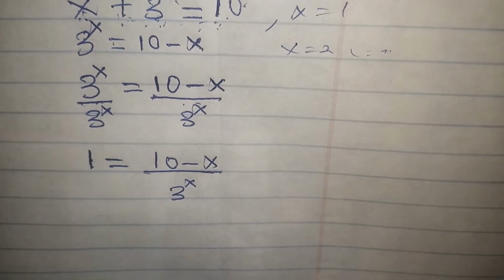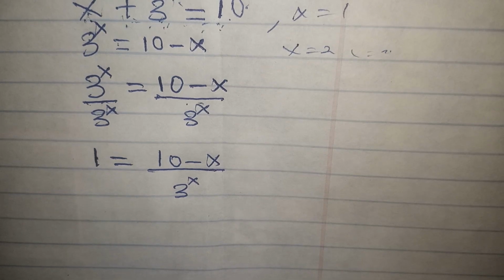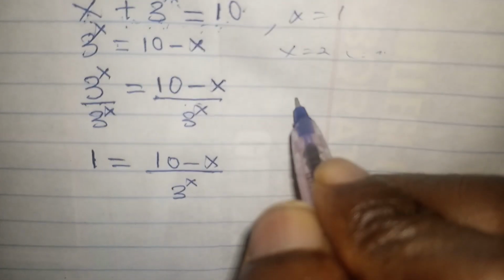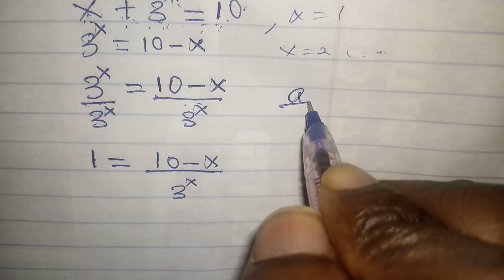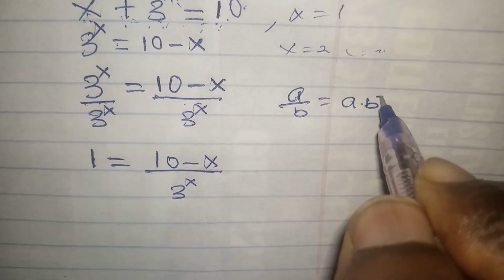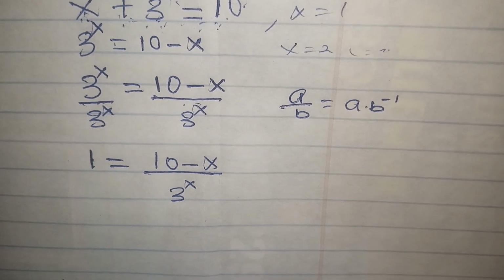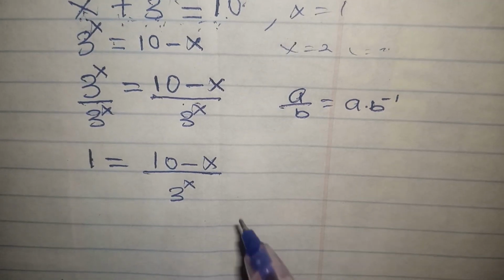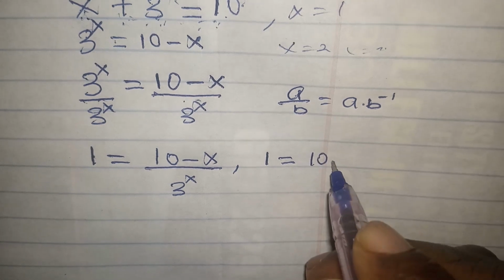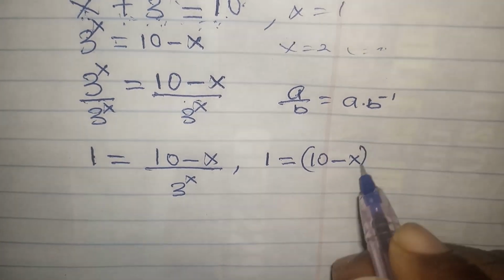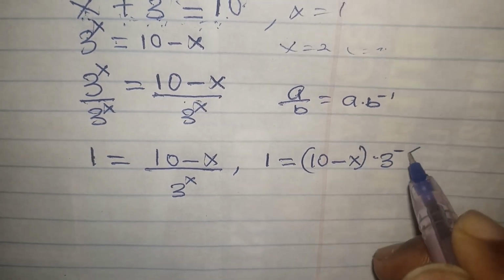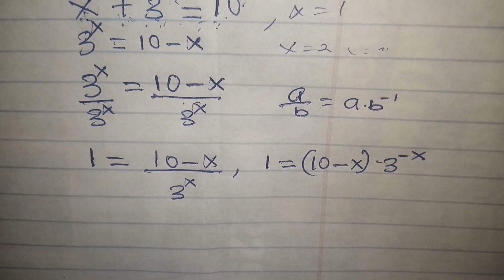So this is what we are now having. Okay, from here we are going to apply a rule which says if we have a over b, it is also equal to a times b to the power of minus 1. So if we put this principle here, we can simply have 1 equals 10 minus x times 3 to the power of minus x. So this is what we are now having.